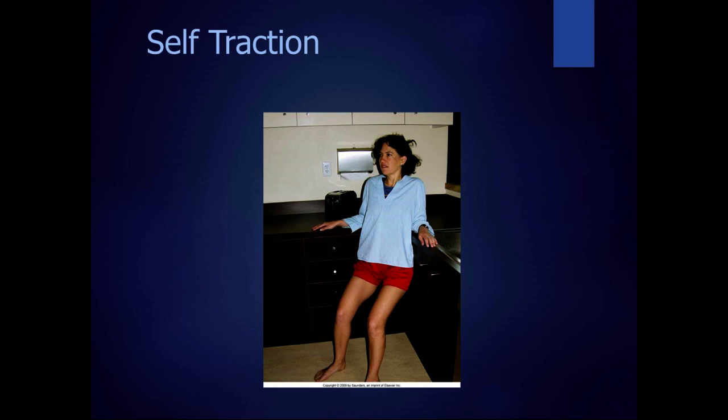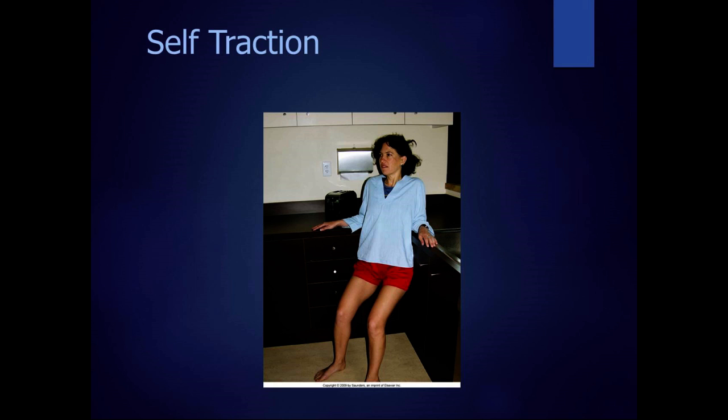Here's another way you can apply self-traction to unweight your spine. Say you're in the kitchen and you're in the corner there, and you support yourself on your arms and let your body dangle. Sometimes that can be really a nice relief on your spine.